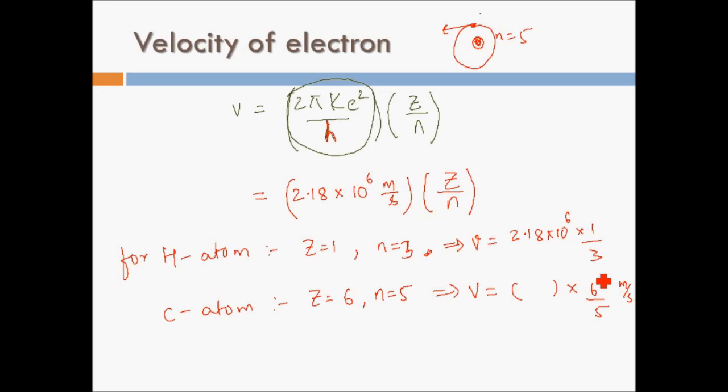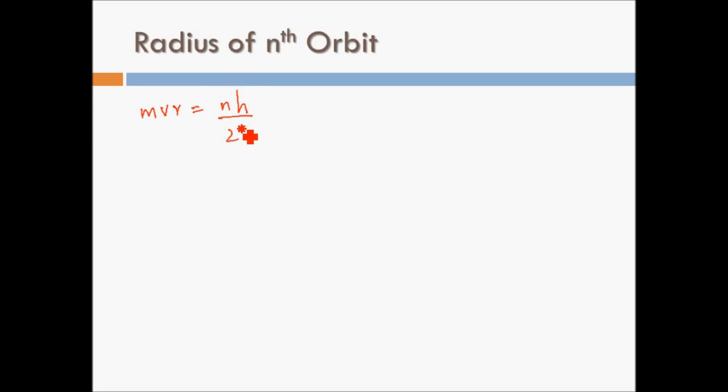Now this expression of v that you got over here, v is equal to 2 pi k e square by h divided into z by n, you simply substitute into our initial expression to get the radius of nth orbit. Our initial expression is mvr is equal to nh by 2 pi. So we know the value of velocity now, and if you simply substitute that value of velocity over here, you can get the value of radius.